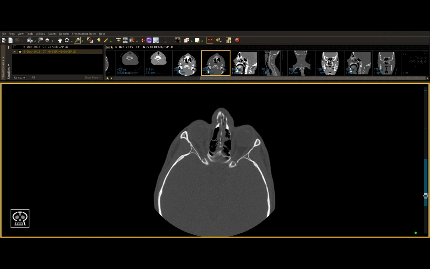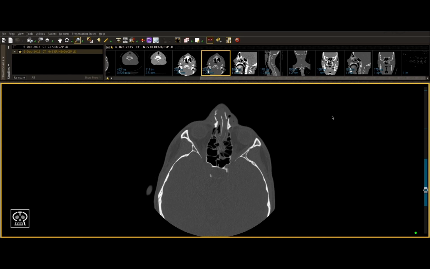As shown here, we see a fracture in the septum, fracture of our nasal bones and frontal process of the maxilla. So at this point, we'd be ready to say that there are bilateral fractures of the frontal process of the maxilla and nasal bones, as well as a fracture of the bony septum.